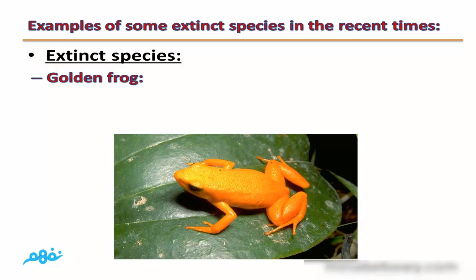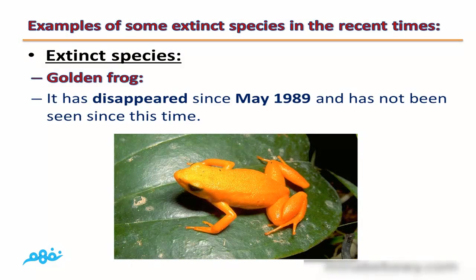The fifth extinct species is golden frog. Golden frog has disappeared since May 1989 and has not been seen since this time.